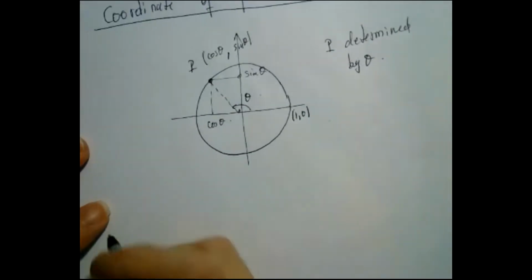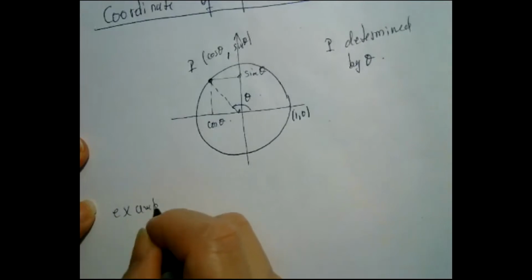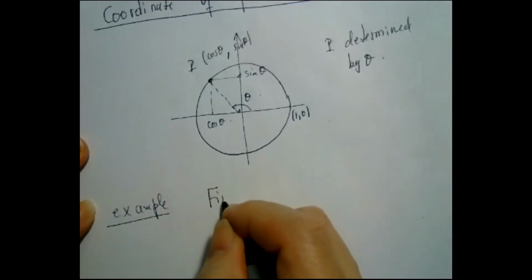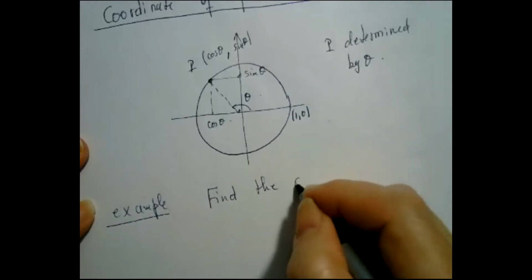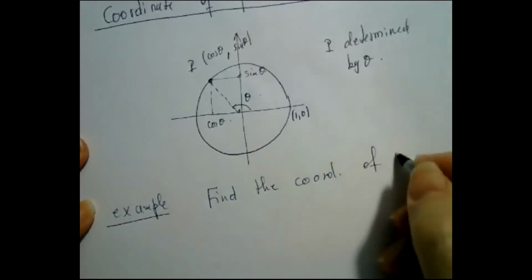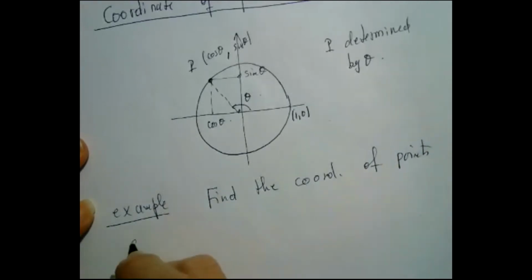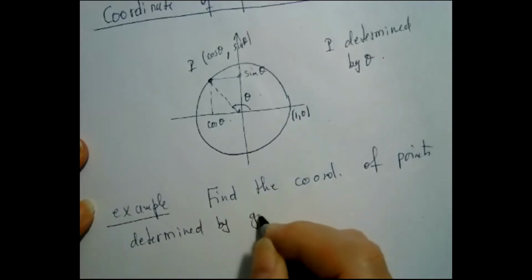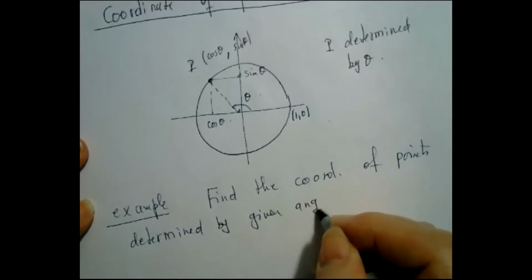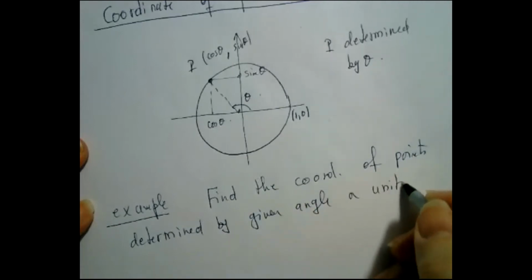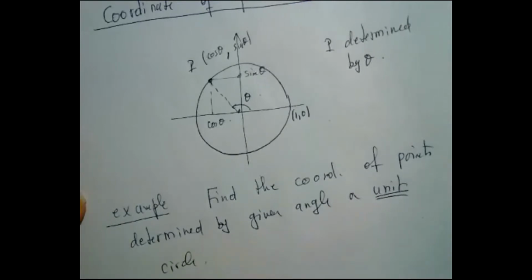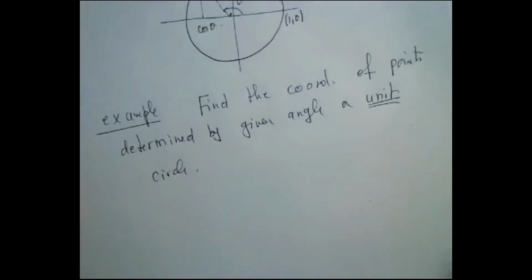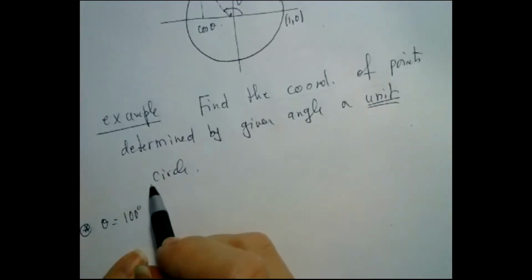And we use this a lot. So for example, I ask you the following. Find the coordinates of the point P determined by the given angle on the unit circle. And unit is crucial, because if we don't have the unit circle, the picture will change a little bit. So what do I mean by that? Theta equals 100 degrees. Find the coordinates determined by the given angle on the unit circle.